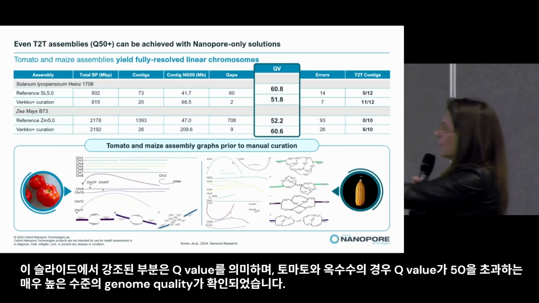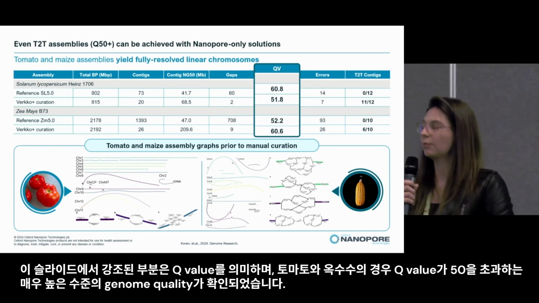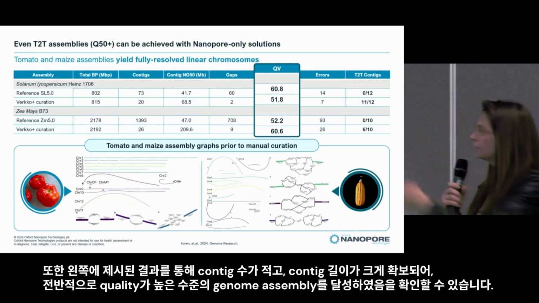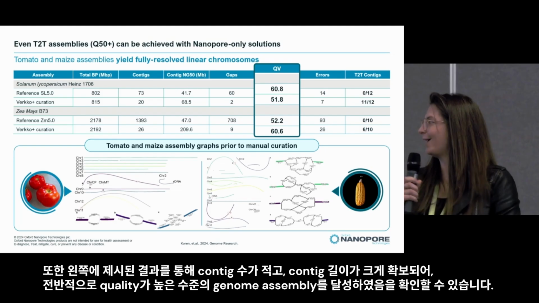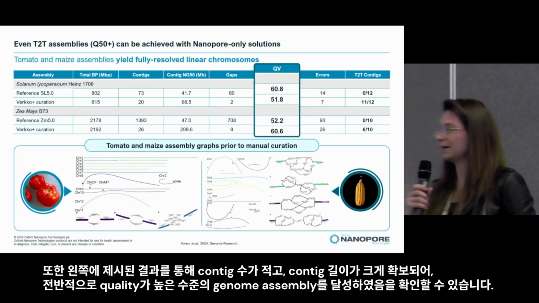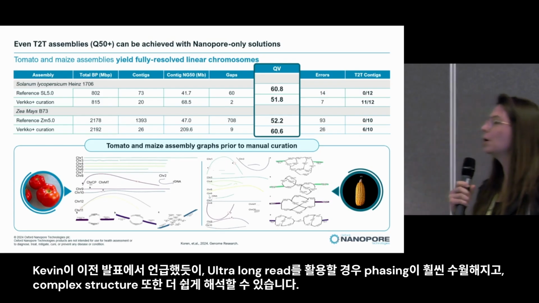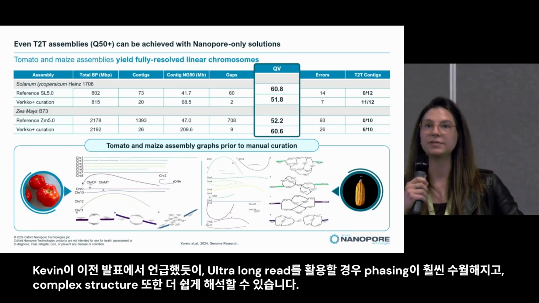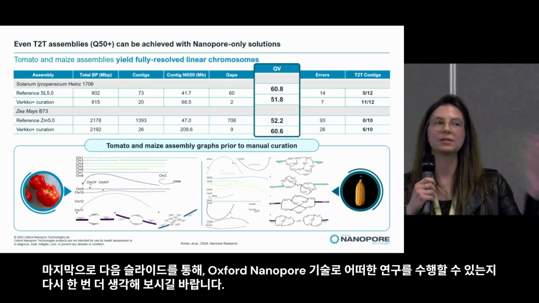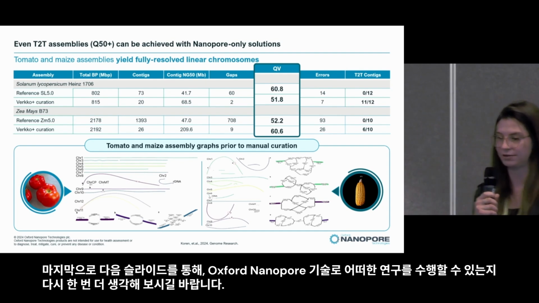And so I'll just say here, the highlighted column is the Q value. And so for tomato and maize, they were yielding Q values of over 50. And you'll look as well on the far left-hand side that the contig sizes or contig numbers are quite small. And so I think, again, Kevin got at this in his talk, where you're dealing with very long reads. They're much easier to phase, much easier to resolve. And so I just wanted to leave you with this and allow you to think more about what you can do with our technology.